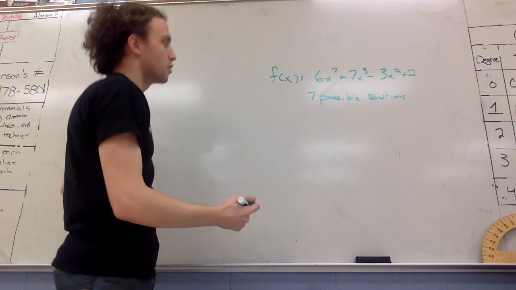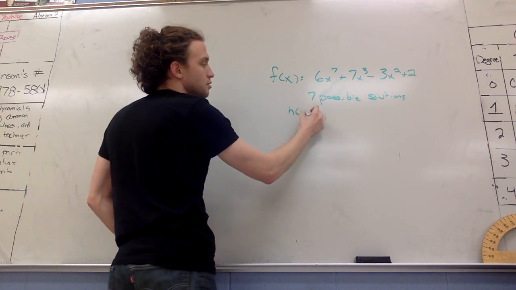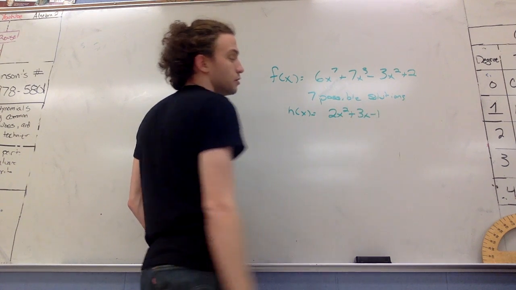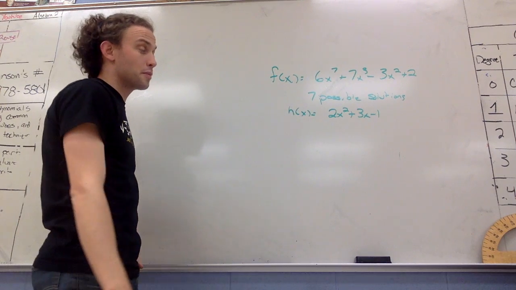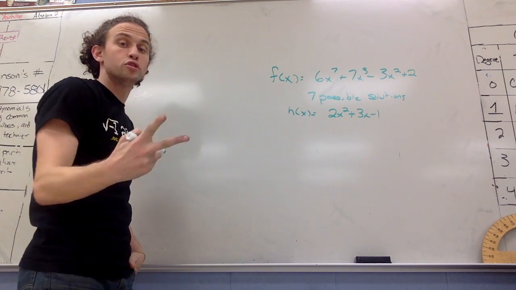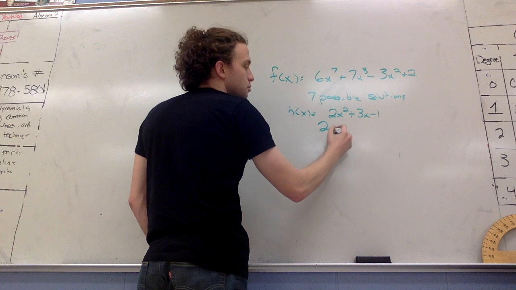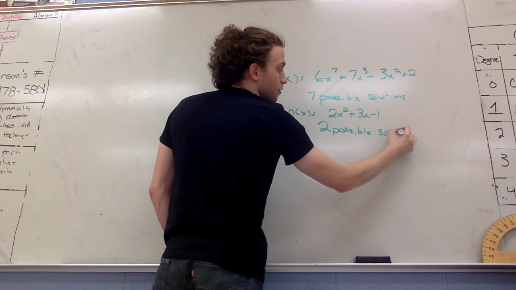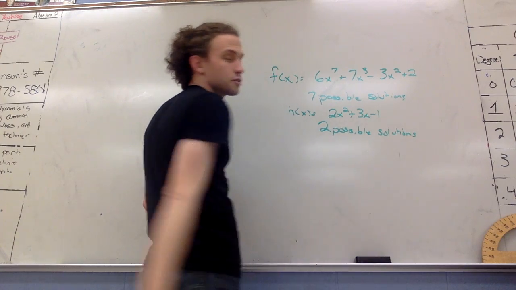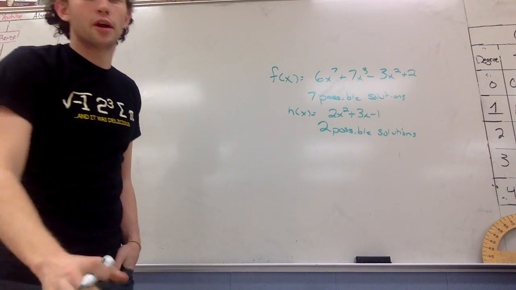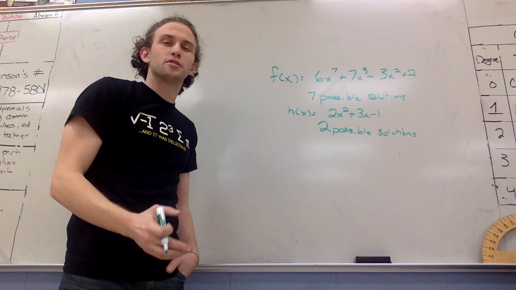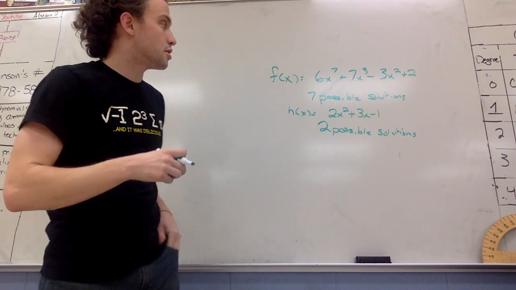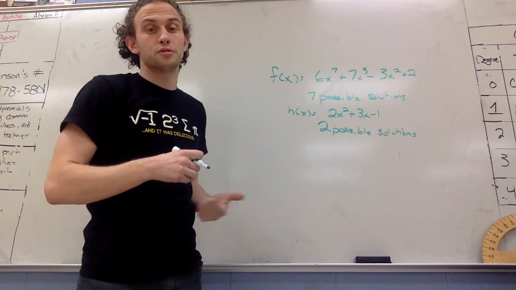So in this case, h of x is equal to 2x squared plus 3x minus 1. Now, I have how many possible solutions here? 2. I have 2 possibles. That doesn't mean they have to be real, though. None of them have to be real. I could have repeated solutions, but I have 2 possible solutions in these cases. This case would have 7 possible solutions.